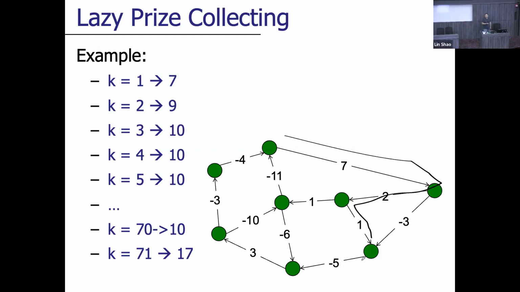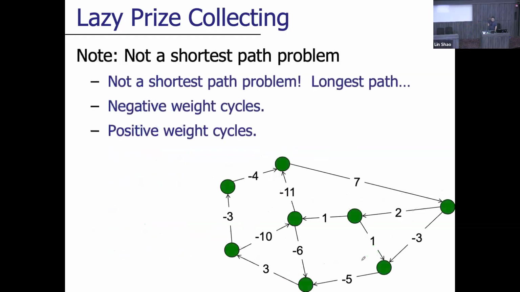Like the price connections, to know that this kind of problem definitely will not be a shortest path problem. It's related to the longest path. It also has negative weight cycles and positive weight cycles, right? And these are the understandings about the problem itself.